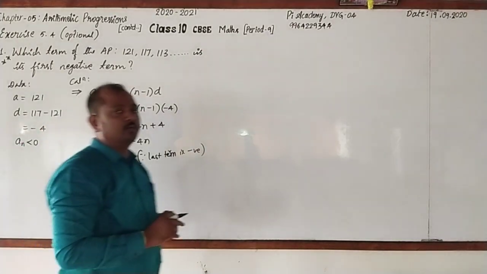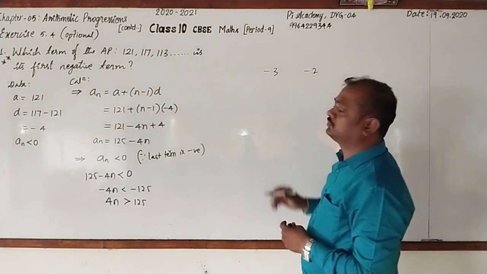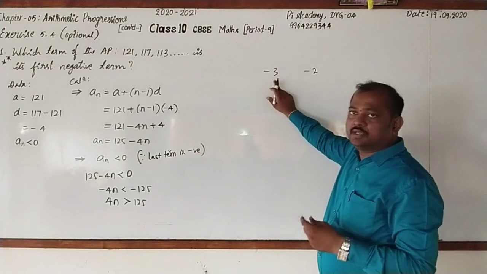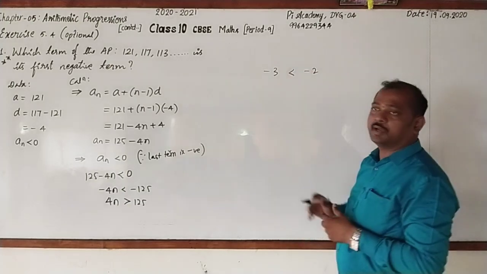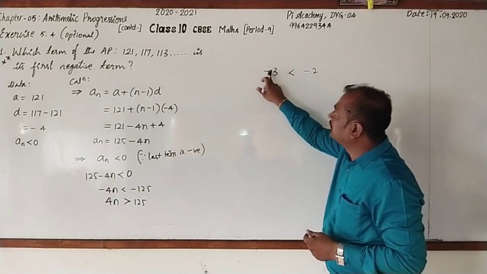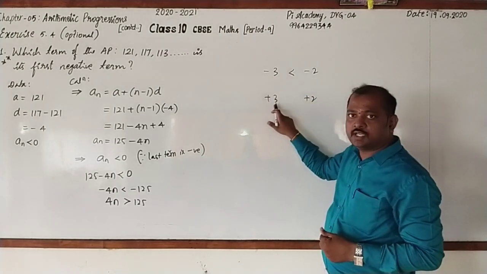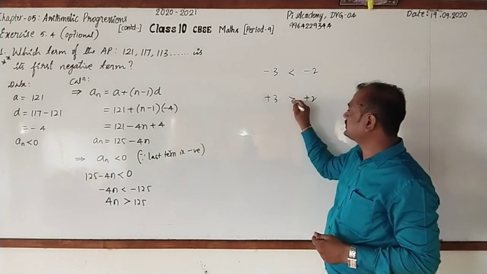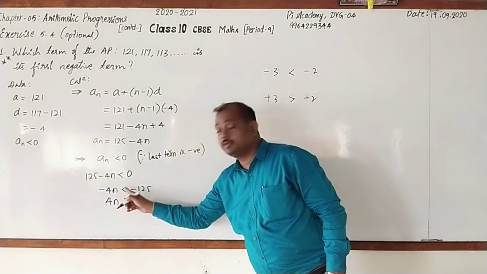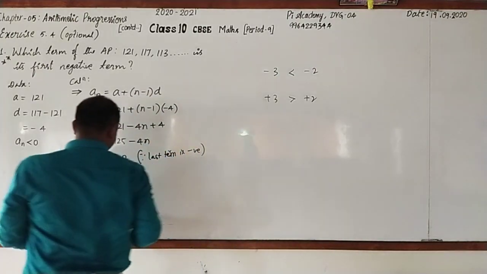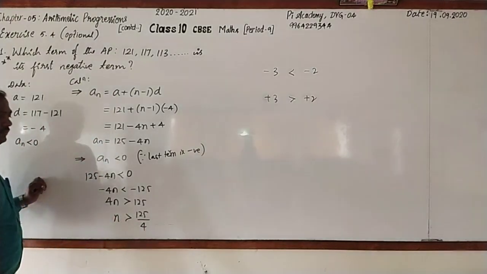You all may be thinking how is this possible? Look, here I'll write minus 3 and minus 2. Whether minus 3 is greater than minus 2 or less than minus 2? Yes, it is less than minus 2. But remove the sign. It is plus 3 and this is plus 2. Whether 3 is greater than 2 or lesser than 2? It is greater than 2. So here also, by cancelling the sign, the lesser than symbol becomes greater than symbol. Then n is greater than 125 by 4.